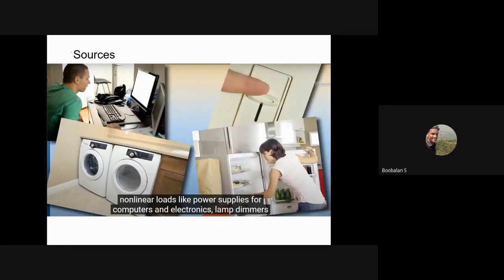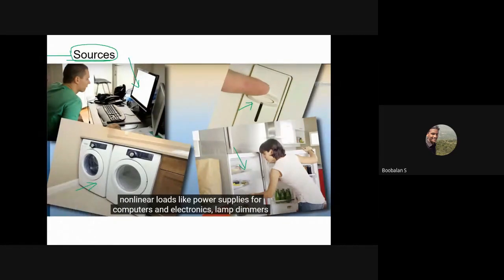So what are the different non-linear applications as electrical appliance loads? These are the personal computer, washing machine, refrigerator, and we have a light dimmer. So we have 3-4 different types of applications on our home side. These are non-linear loads.